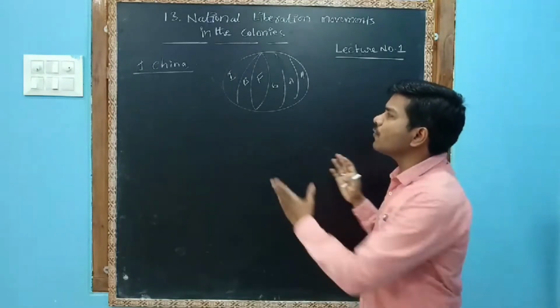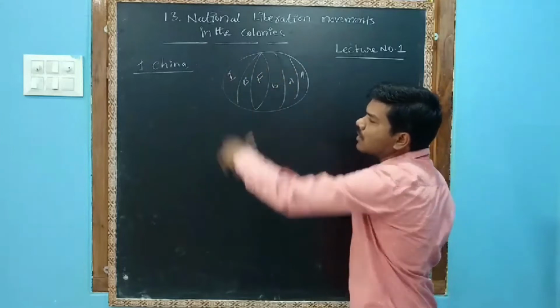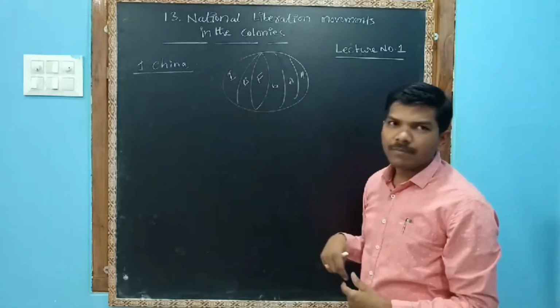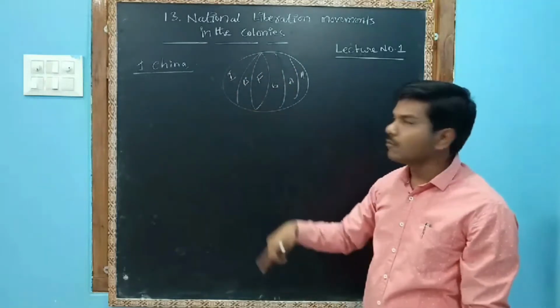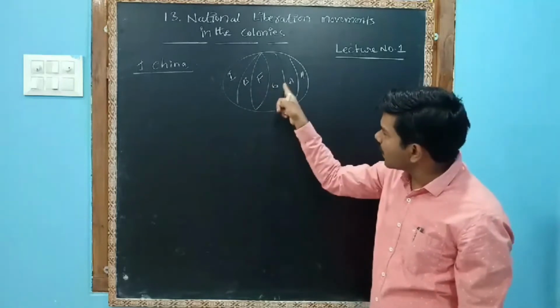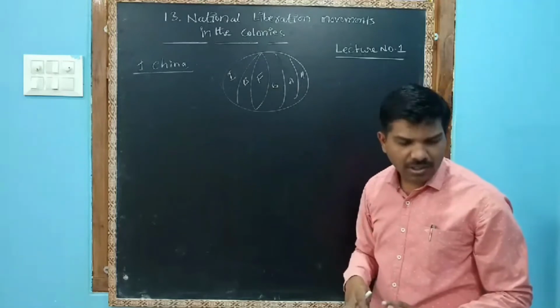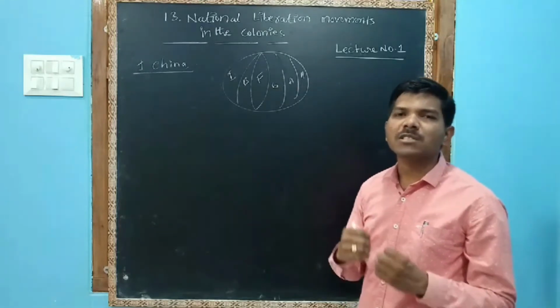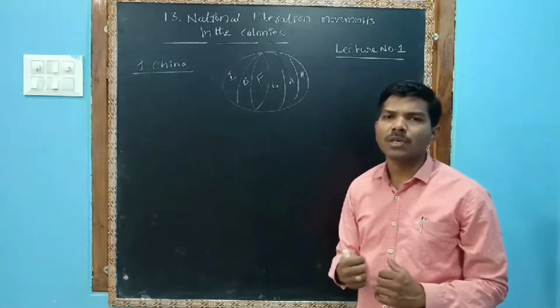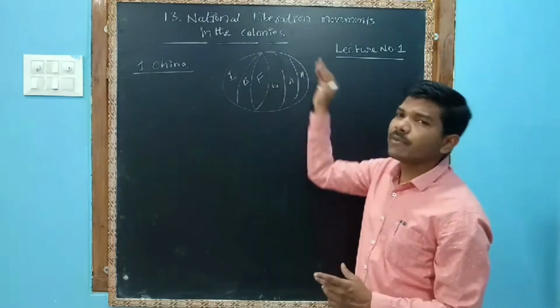So the Chinese had to fight against all these countries. They had to fight with Italy, Britain, France, Germany, Austria, Hungary, Japan, and the US. So China's situation is very different compared to India. Let us see how they were liberated.